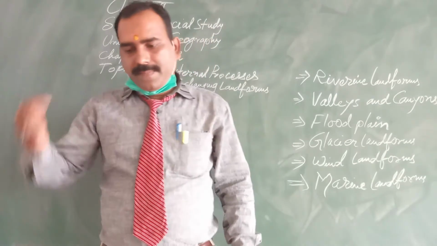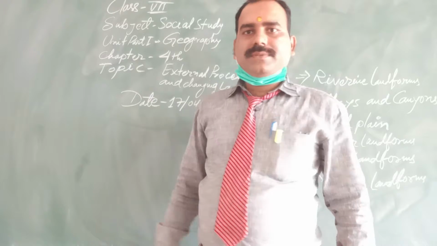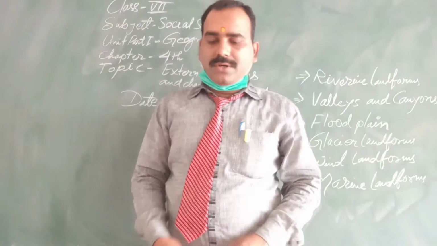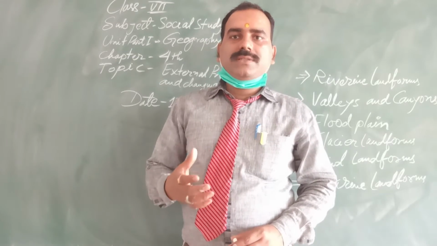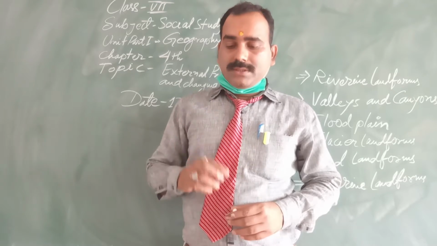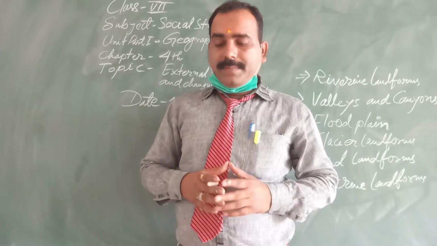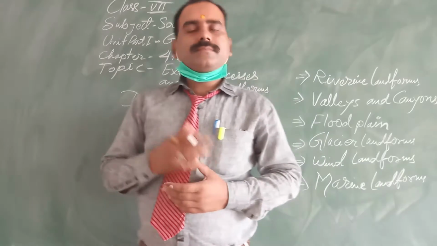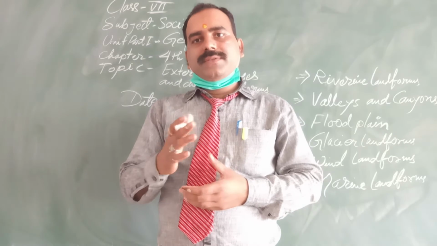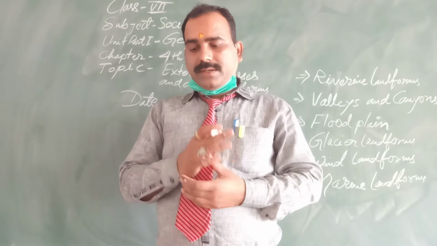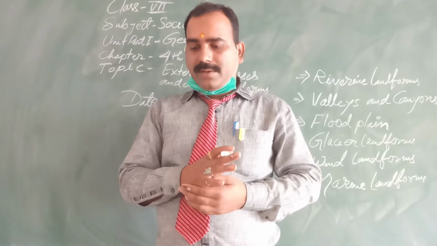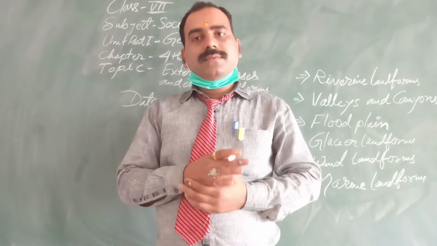So let's start with riverine landforms. Water is one of the strongest agents of erosion, with rainfall being the main source of water. You know very well that rain is the main source of water, and water is one of the strongest agents of erosion.